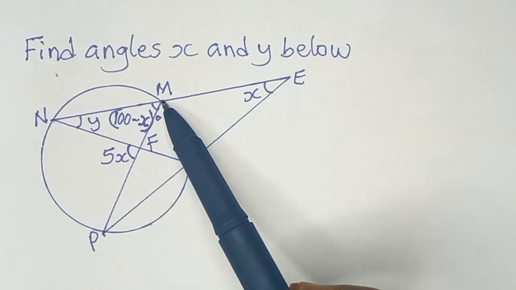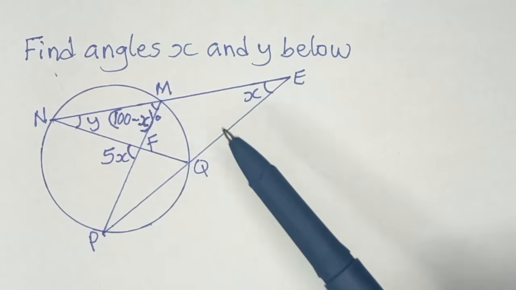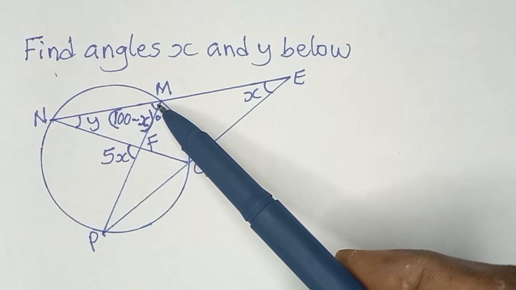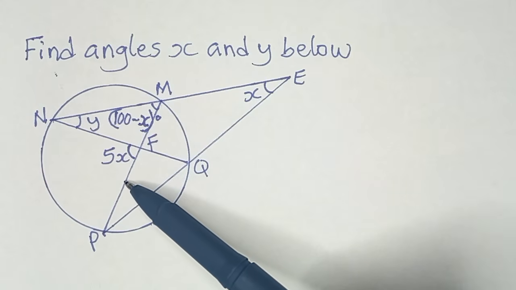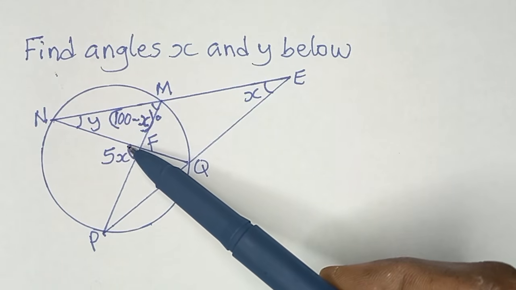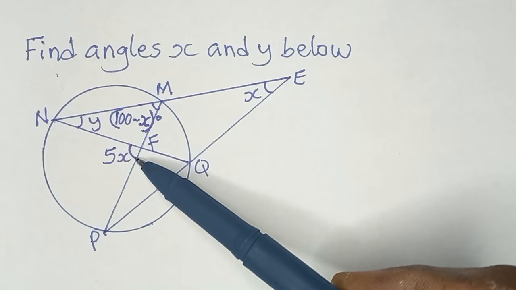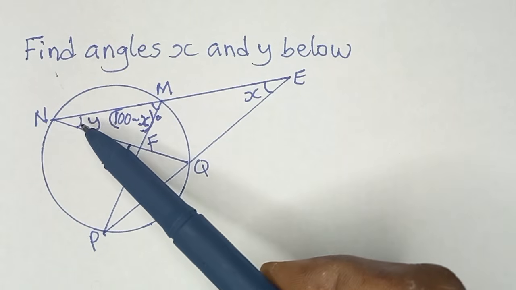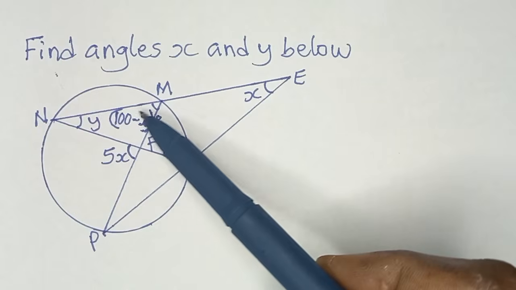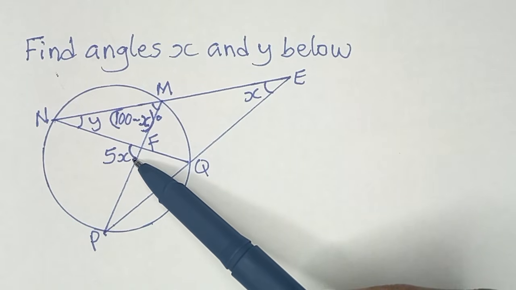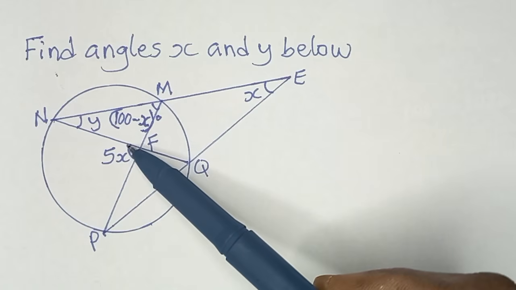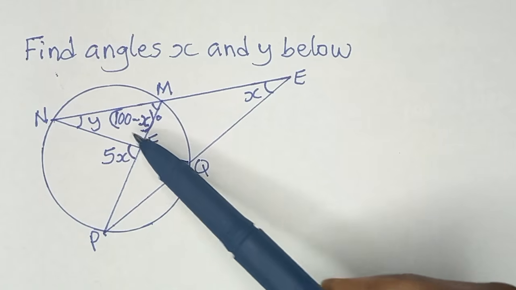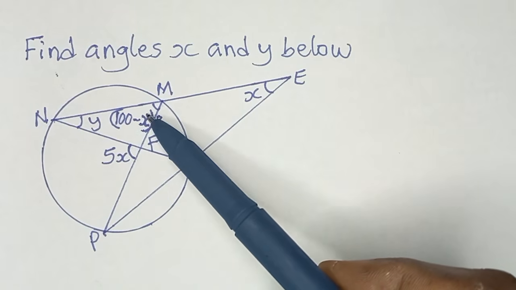Triangle NMF. Now, you agree with me that one of the lines of this triangle, which is MF, has been extended outwards to form 5x as an exterior angle of the triangle. And then now we have two opposite interior angles to this exterior angle of the triangle. So the theorem we should remember now is that the exterior angle of a triangle is equal to the sum of the opposite interior angles. Hope you know that theorem.